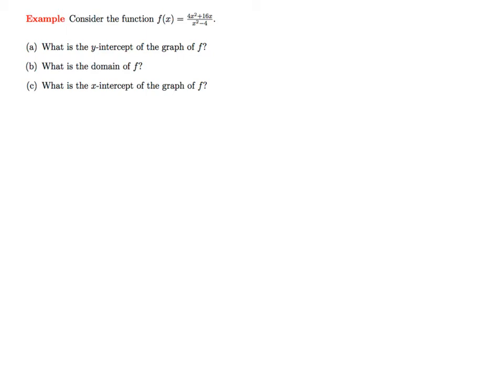So starting with part A, the y-intercept. To find the y-intercept, we set x equals 0 and evaluate f of 0. This is what we do no matter what type of function we have. So it's no different for rational functions.